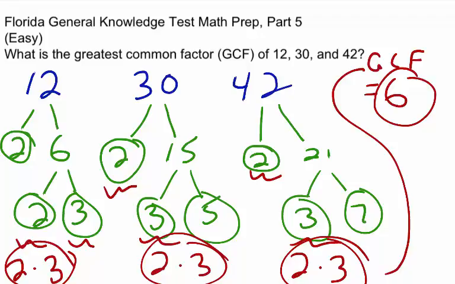Another way to think about it is to look at each number and decide what is the largest number that will divide evenly into each one of these numbers. So if you're comfortable with your multiplication facts, you don't need to do a prime factorization. You should be able to reason out what is the largest number that will divide evenly into 12, 30, and 42. Of course, that number is 6.